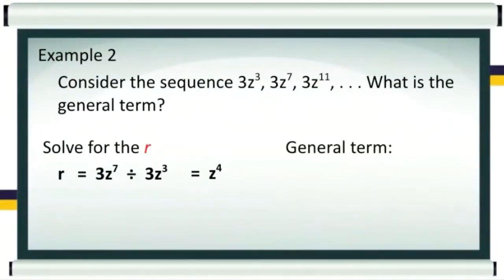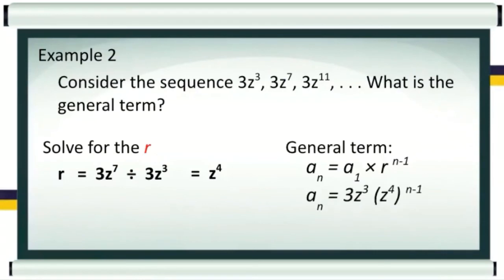Now, let's look for the general term. A sub n is equal to a sub 1 times r to the power of n minus 1. Now, let's supply the given variables, the a sub 1 and the r. What is our a sub 1? 3z to the power of 3. And our r will be z to the power of 4.